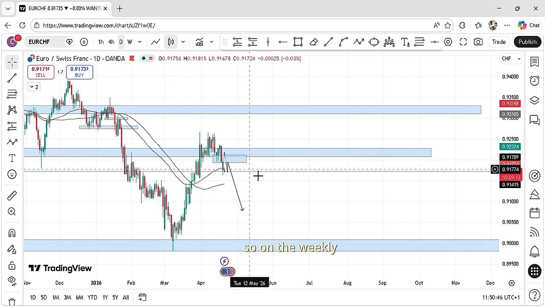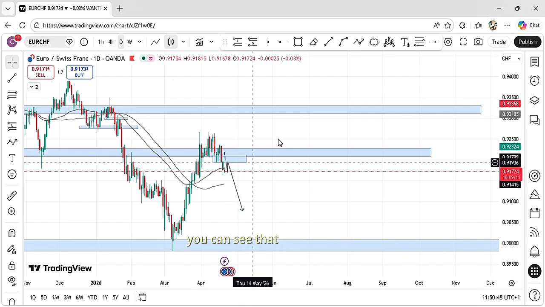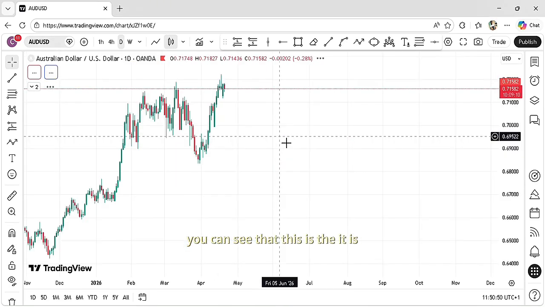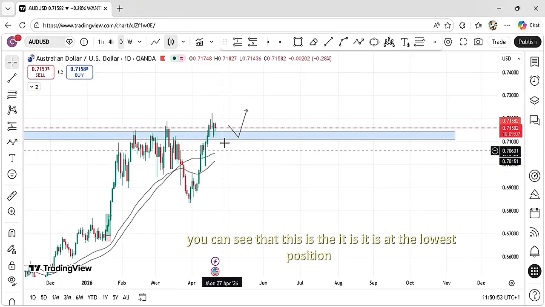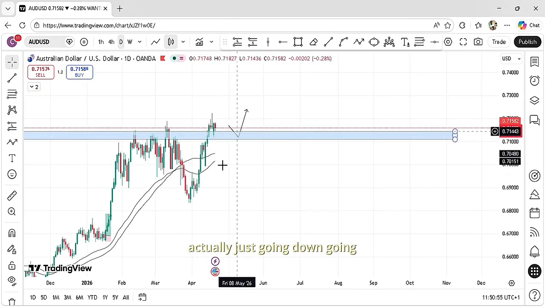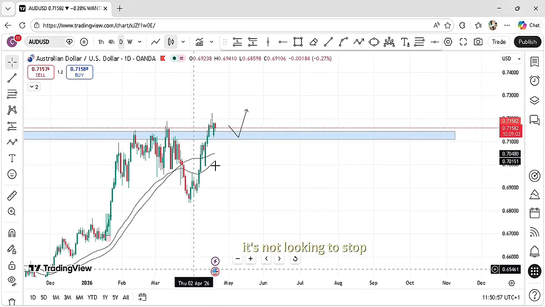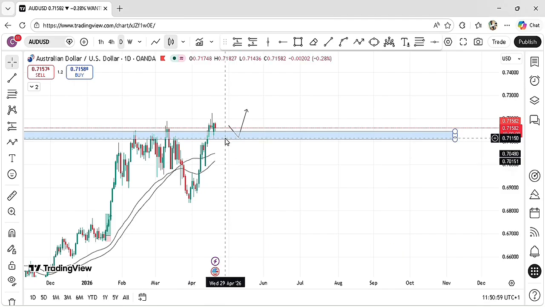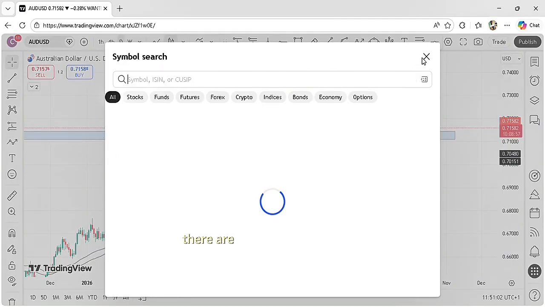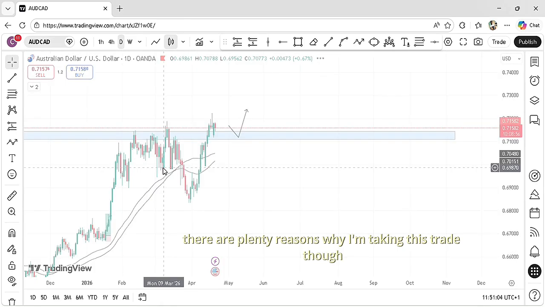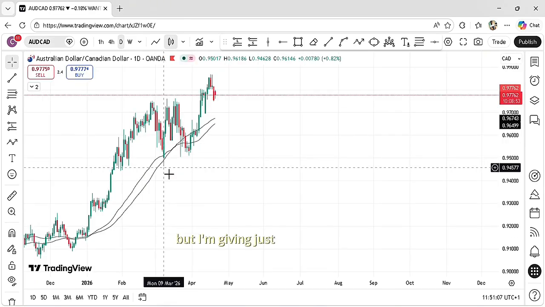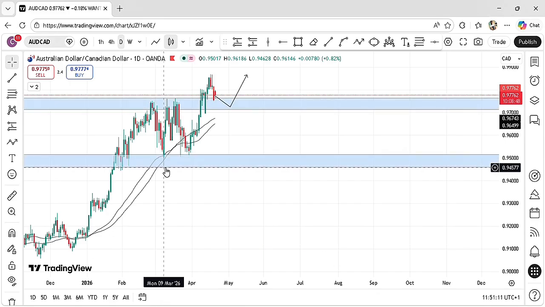Okay, so on the weekly time frame, we can see that this is at the lowest position. EURCHF is just going down. It's not looking to stop. There are plenty of reasons why I'm taking this trade, but I'm giving just little reasons. That would be for my Discord. So it's going down. There's an area of interest.